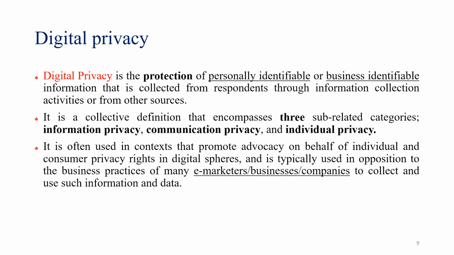This is the personal information, or this is the personal resource, which should not be affected by others. That is about digital privacy. So when we are talking about digital privacy, it is a collective of three sub-related concepts or categories. Digital privacy comes from information privacy, communication privacy, or individual privacies. So let's see each of them one by one.